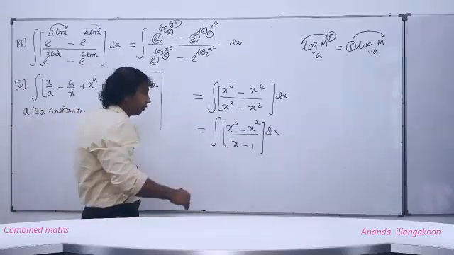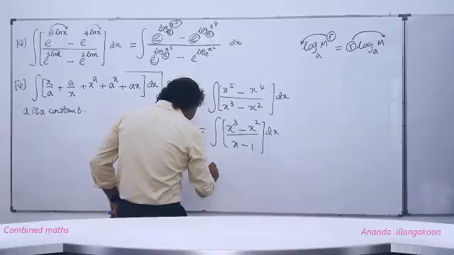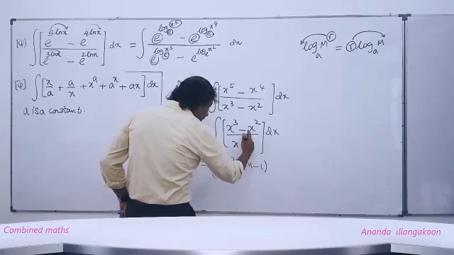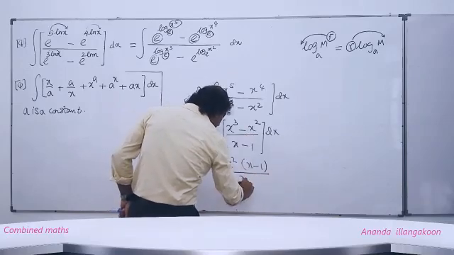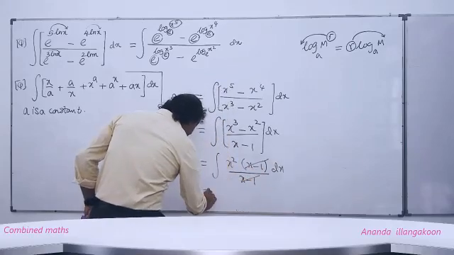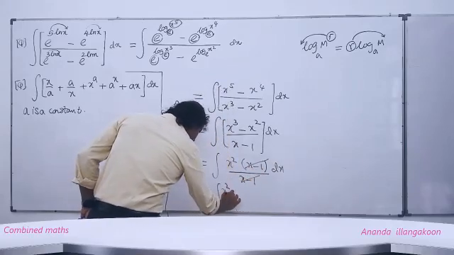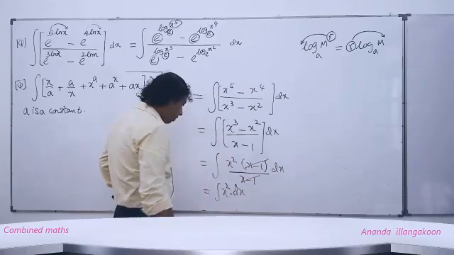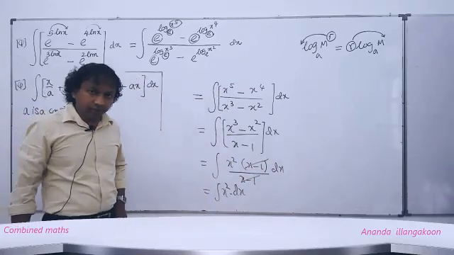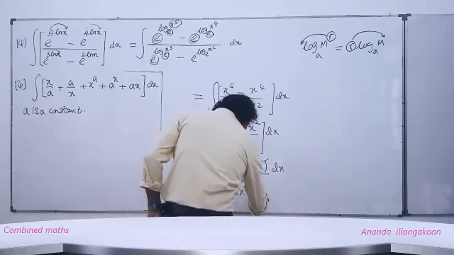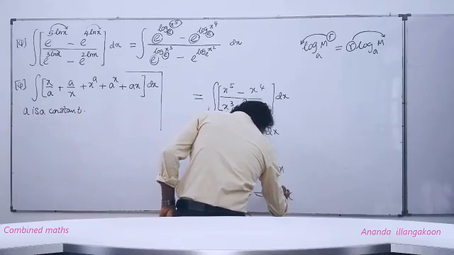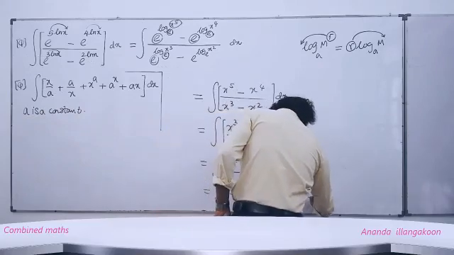Even another x squared term you can take out as a factor: x minus 1, then divide by x minus 1. These two also we can cancel down. Then we get x squared dx. x squared, when we integrate, people, what do we get? It is x cubed by 3, is the answer, plus c, any constant.